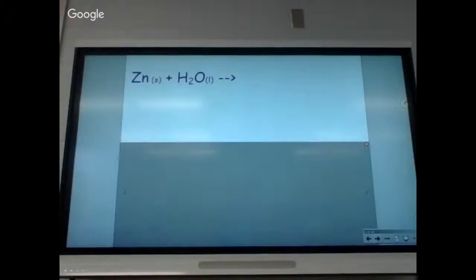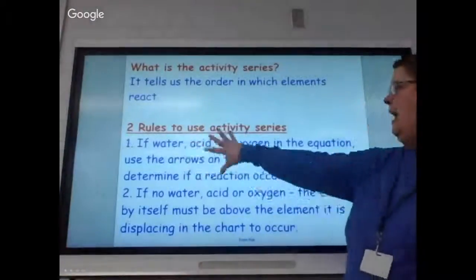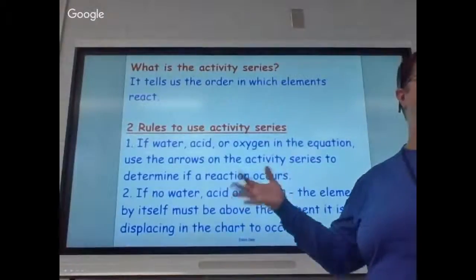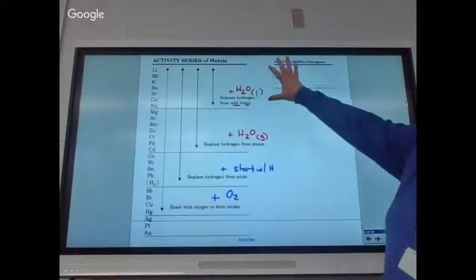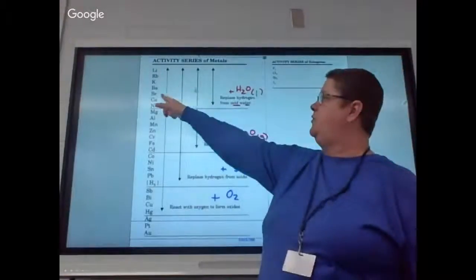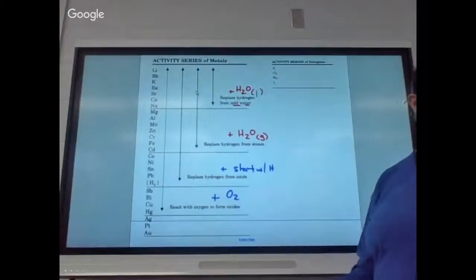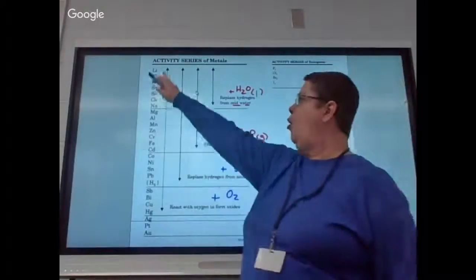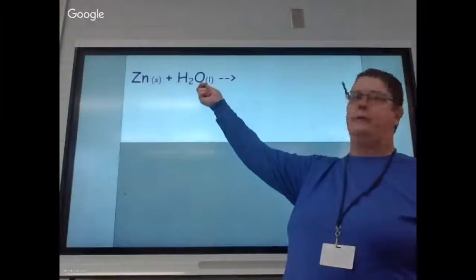So, zinc plus water is a liquid. The first thing we have to do, using the chart, because it's read 2 ways: do we have water, acid, or oxygen? We're going to check the arrows first. Not everything will fit with the arrows. But if we have water as a liquid, water as a gas, hydrogen or oxygen, we read using these 4 arrows. Okay? So we're always going to check to see if we read with the arrows before we go with the order of the elements. So my first equation example has what in it?